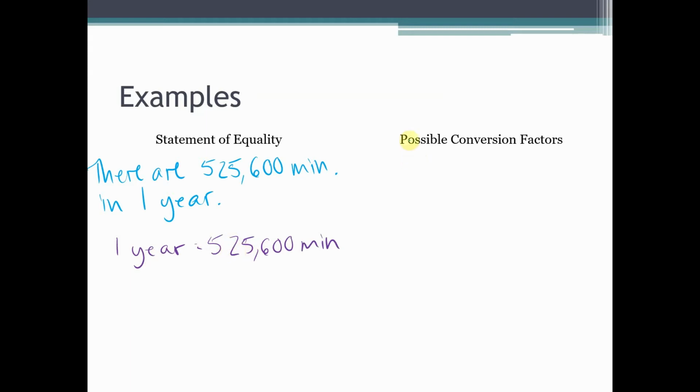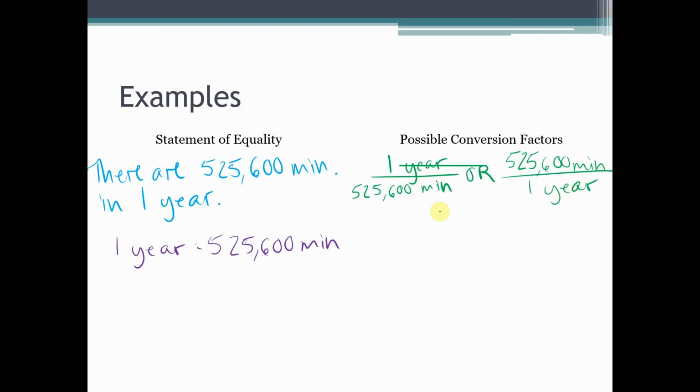For our conversion factors, we could therefore say 1 year over 525,600 minutes as one option, or we could just as easily say 525,600 minutes over 1 year. These are both just as valid as each other. Depending on the problem we work, it'll help us to decide which one we want to use.